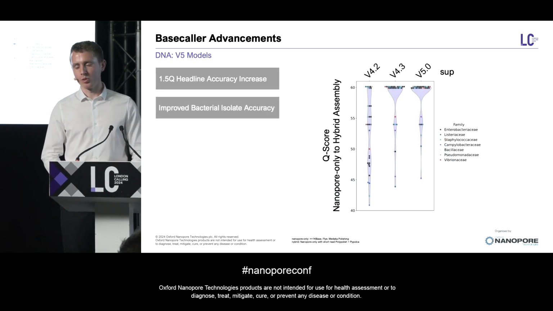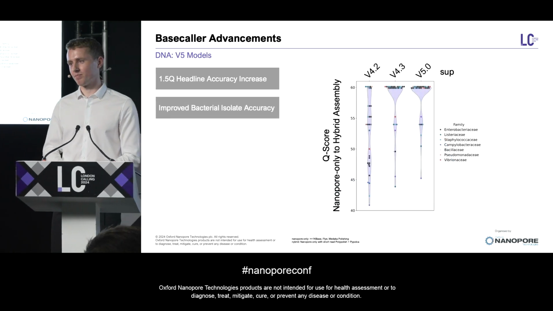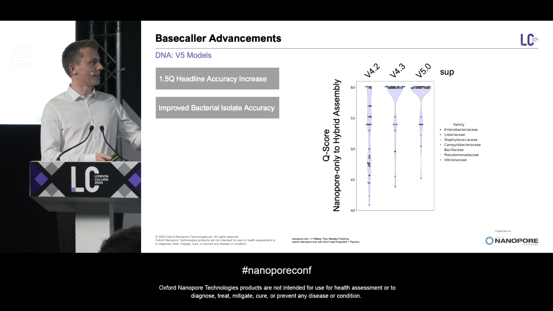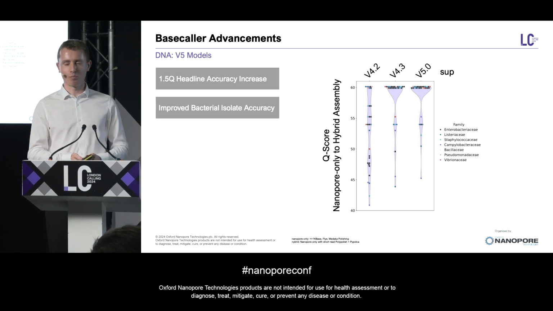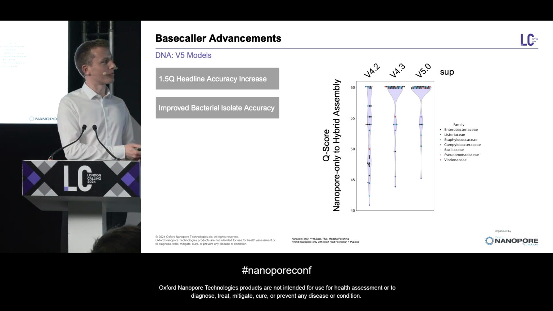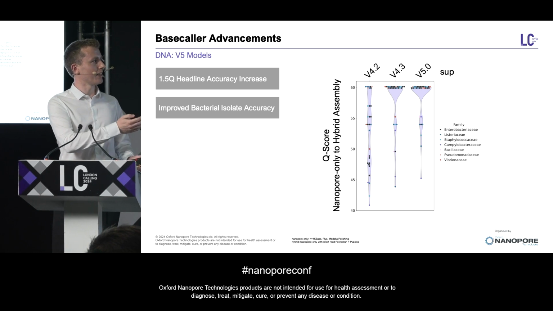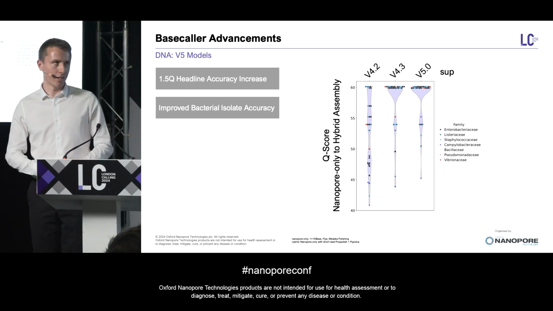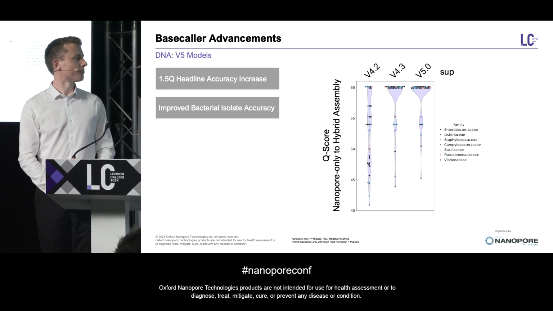This accuracy improvement also follows through to other data types. So here we have a set of bacterial isolates. The accuracy on the y-axis is comparing a nanopore-only assembly to a hybrid assembly. And on the x-axis, again, we have our 4 different generations of models. We see a big jump from V4.2 to V4.3, but we also have another nice increase going from V4.3 to V5 SUP.